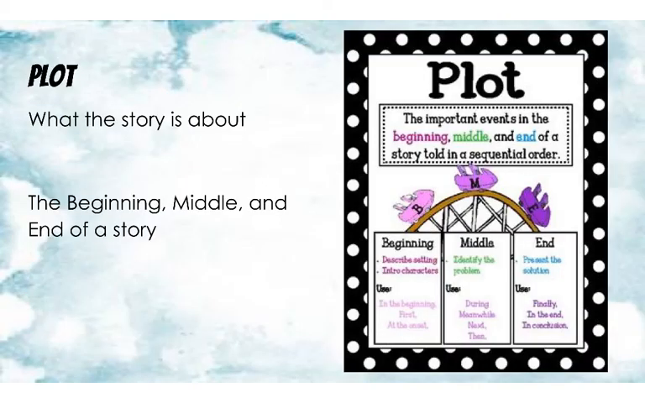Our third important literary element is called plot. And that just means what the story is about. So the plot tells us the beginning, the middle, and the end of a story. So if you look over here at this poster, it says the important events in the beginning, middle, and end of a story told in sequential order. That's a big word. And we'll go into that in a little more detail later, but all it means is that we tell a story in the order of events that it happens.